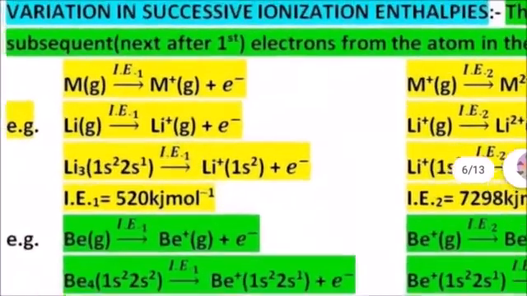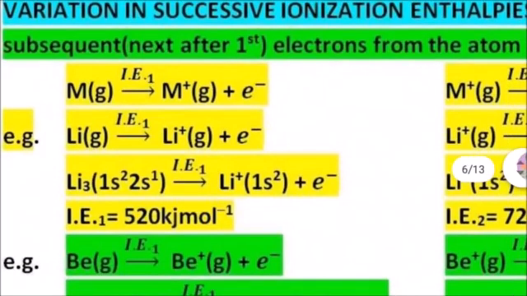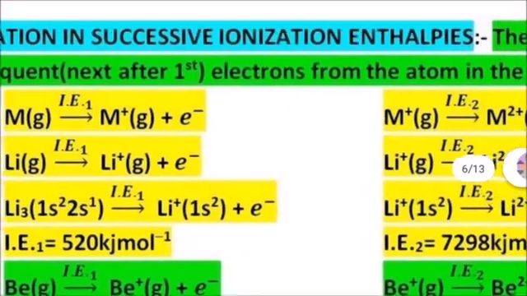For example, if the metal is in a gaseous state, we remove one electron, so an enthalpy is required. For example, in the case of lithium, we remove one electron and get the lithium ion. Their configuration is 1s2 2s1. When they release the electron, their configuration becomes 1s2. The ionization enthalpy is 520 kilojoule per mole.